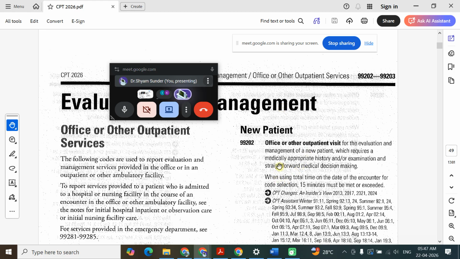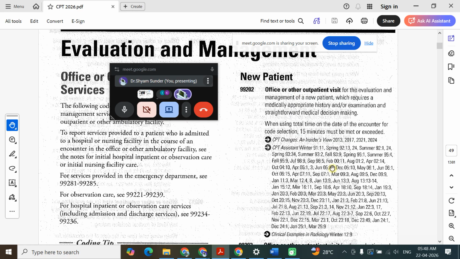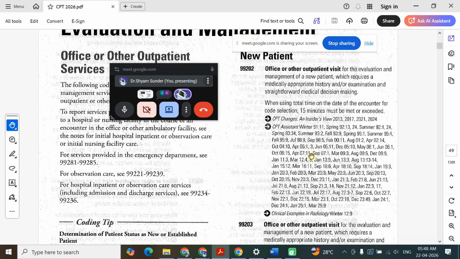4 levels, no? Please make a note. Start from straightforward. Yes. Now, please make a note. There are 4 levels of MDM: straightforward, low, moderate, high. Very important. All right. So I hope you get the entire picture of how E/M codes are assigned at the basic level, right?